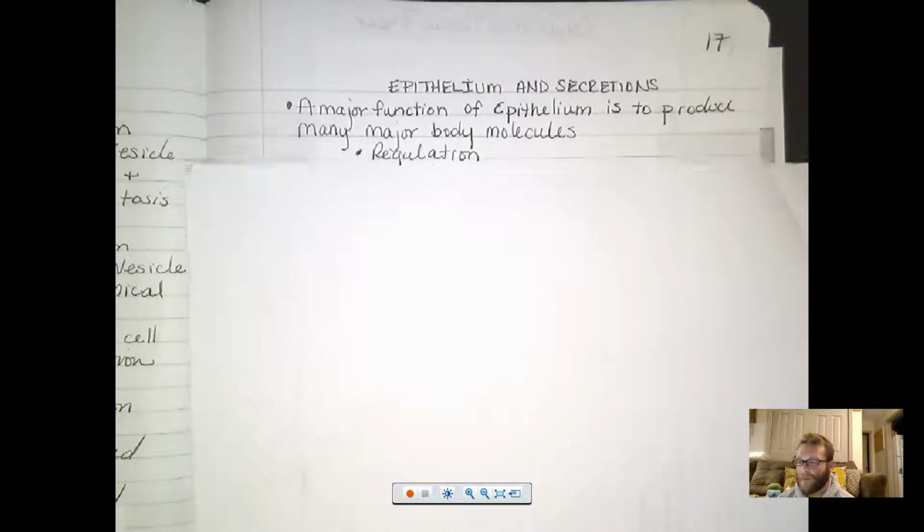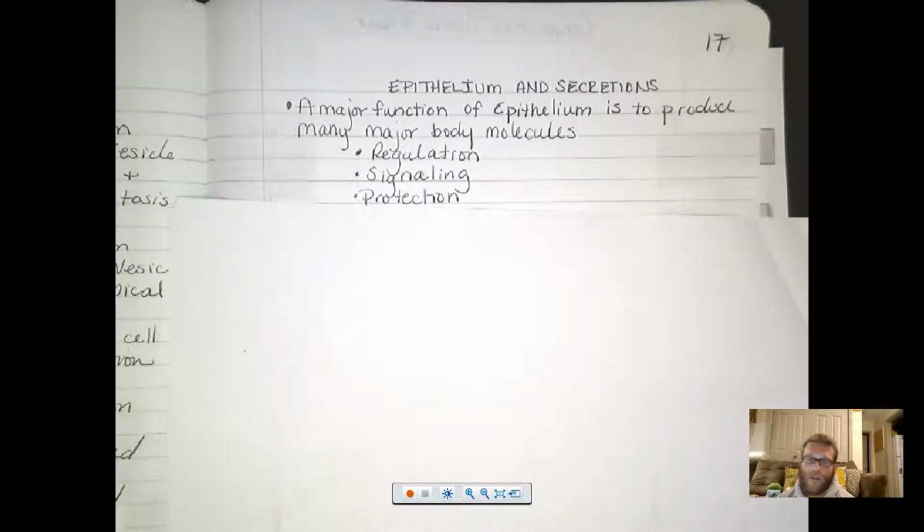So a major function of epithelium is to produce many of our body's molecules in order for it to function properly. Again, we know that epithelium helps with regulation because it controls what goes into and out of our bodies. It's there for signaling, that first step when we're getting our signaling going on. It's that first receptor molecule until we continue that on through the nervous system. And again, it's there for protection. So besides just excreting things, these secretions help with regulation, they help with signaling, and they help the body protect itself.